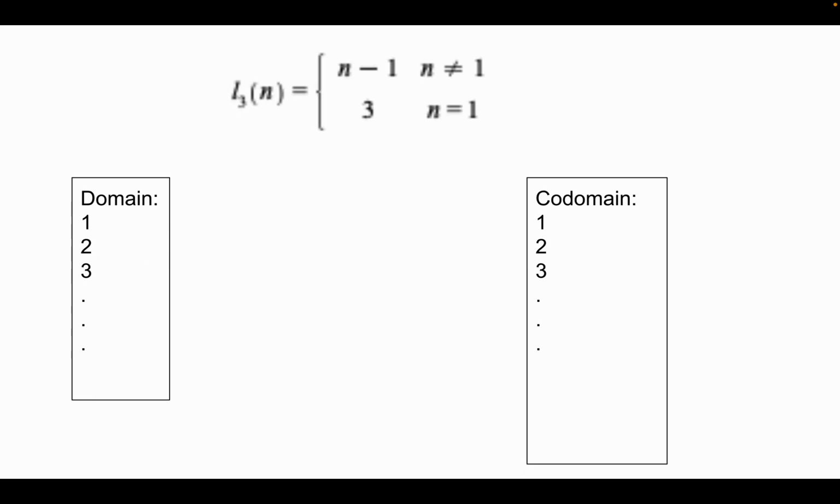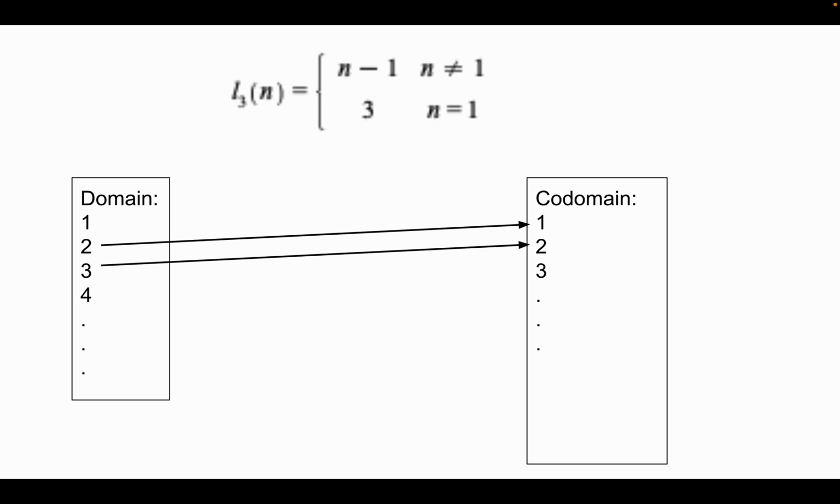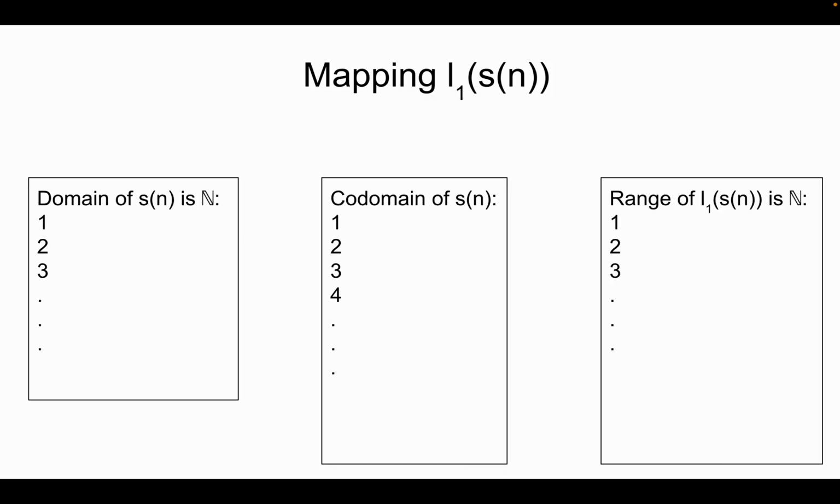For L3, I'm going to add 1 to the domain. So 2 maps to 1, 3 maps to 2, 1 maps to 3, and 4 maps to 3. Why didn't I show that? I meant to show right here that 4 maps to 3 for this one.